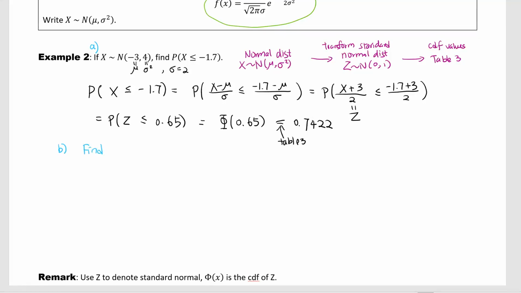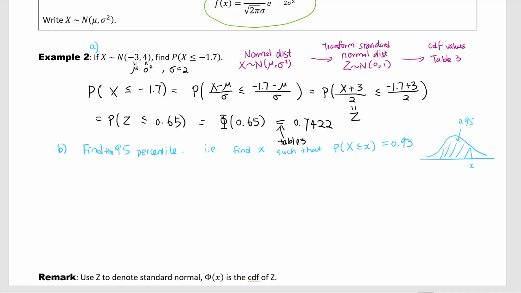So let's find the 95th percentile. What does that mean? For the 95th percentile, we want to find the x such that the probability of X less than or equal to small x equals 0.95. The picture is here: this is the x value, and this area is 0.95. So x is the 95th percentile.